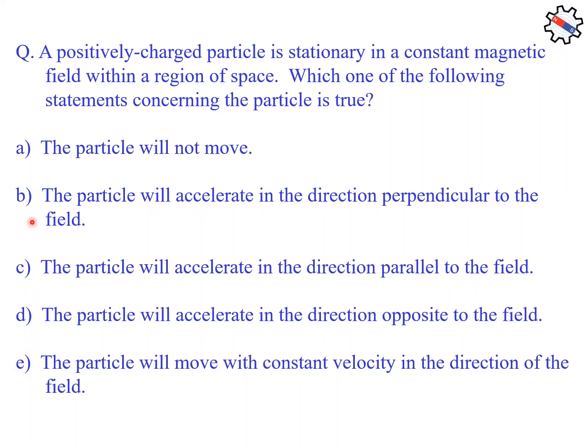So it would be B. It would accelerate in the direction of the field. Now, that's if it's an electric field. This is not an electric field, it's a magnetic field. So we should apply the equation for a magnetic field.